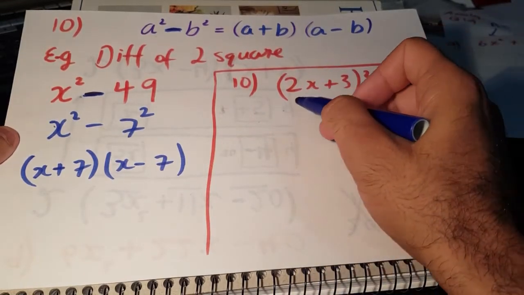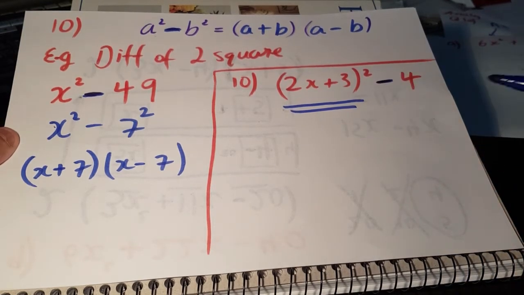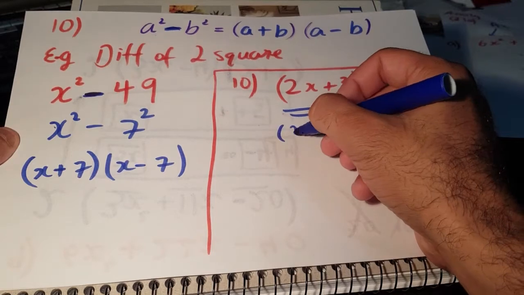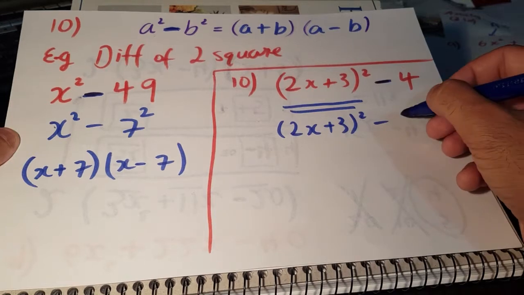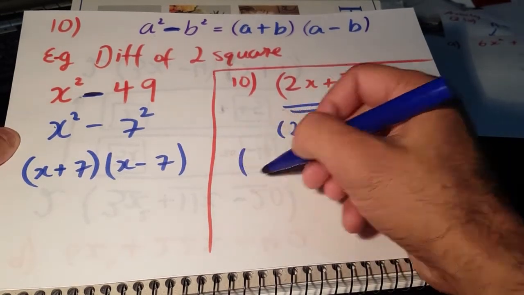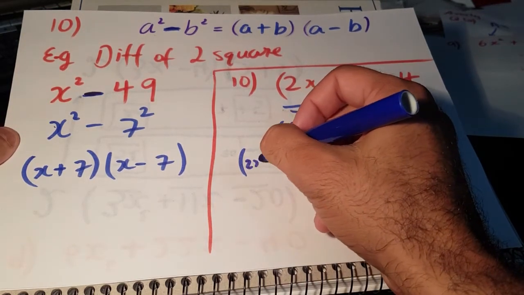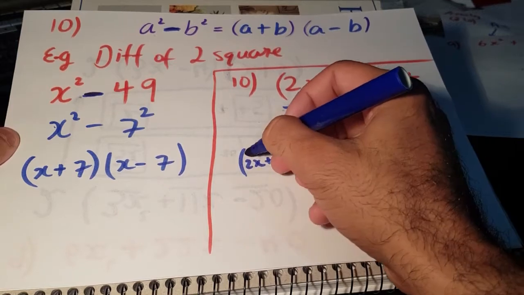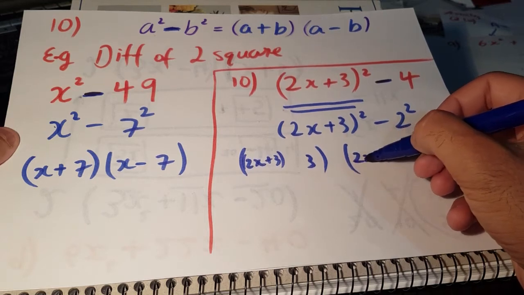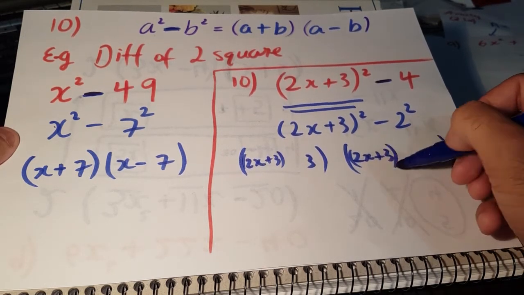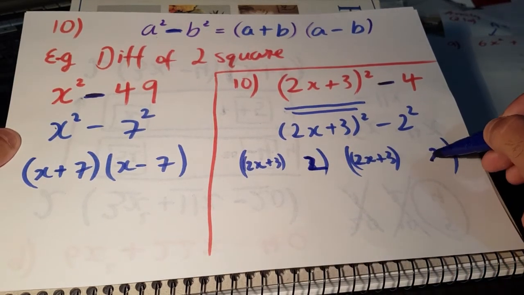Now, this one here, we have a squared here. There is a difference, but we need to make this a squared to make it a difference of two squares. So let's rewrite this again. We have 2x plus 3 all squared minus, how do we make this into a squared? We'll write 2 squared. Now we do our brackets. We write 2x plus 3 and 2, and then the other bracket, 2x plus 3. Whoops, why did I write 3? It should be 2.